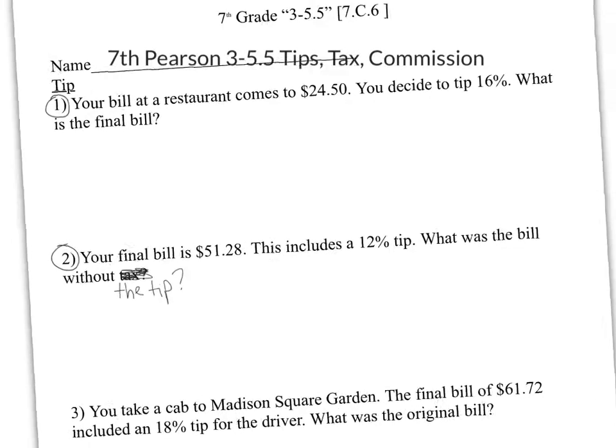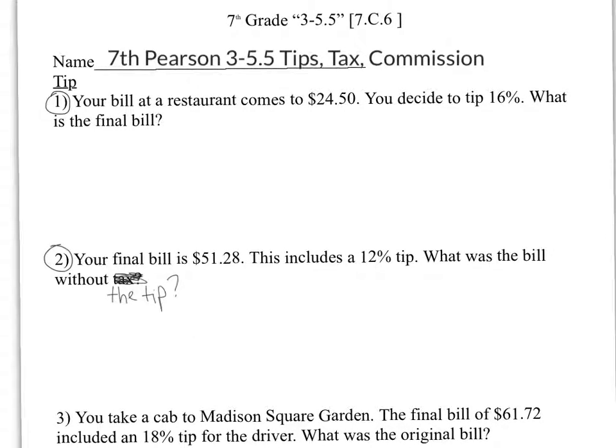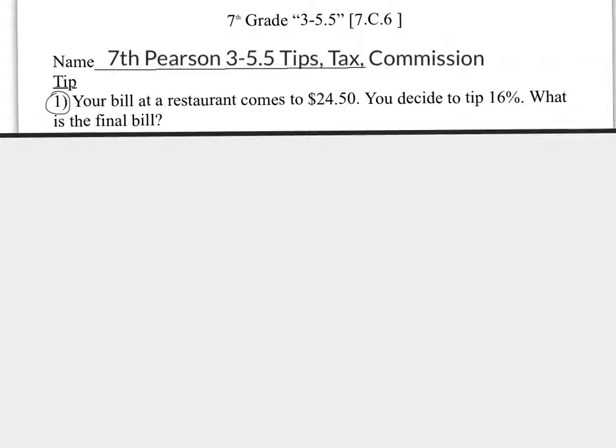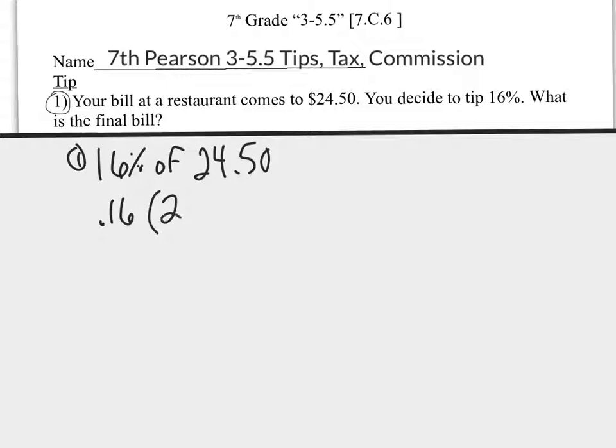So on number 1, it says that our bill is $24.50, and then we're going to give it 16% tip. What is the final bill? When you're giving a tip, that's basically like a markup. So basically here, all we're going to do is figure out, what is 16% of $24.50, and then whatever that is, we'll just add it on to the $24.50. Okay, so really nothing different than what we were doing previously, just making sure you guys understand that that's what we do when we do figuring tips.